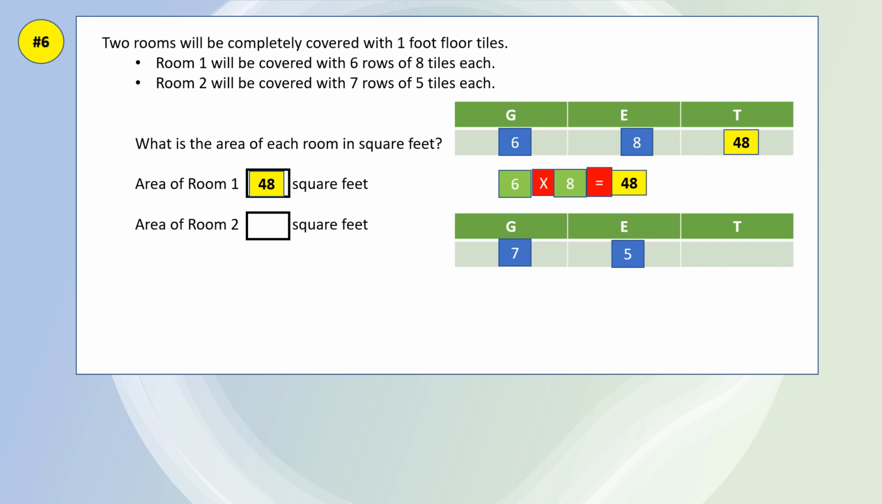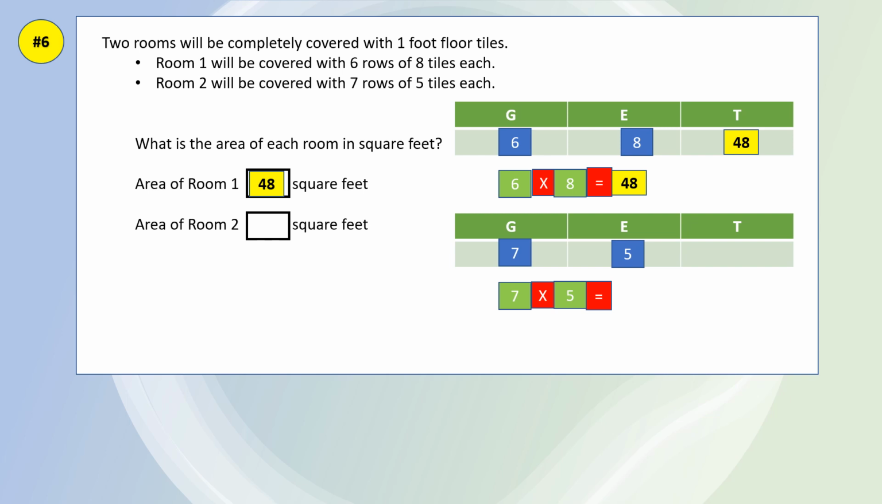So our equation under our get chart is going to be 7 times 5 equals, well, what's 7 times 5? Now, you can either count by 7s 5 times or count by 5 7 times.